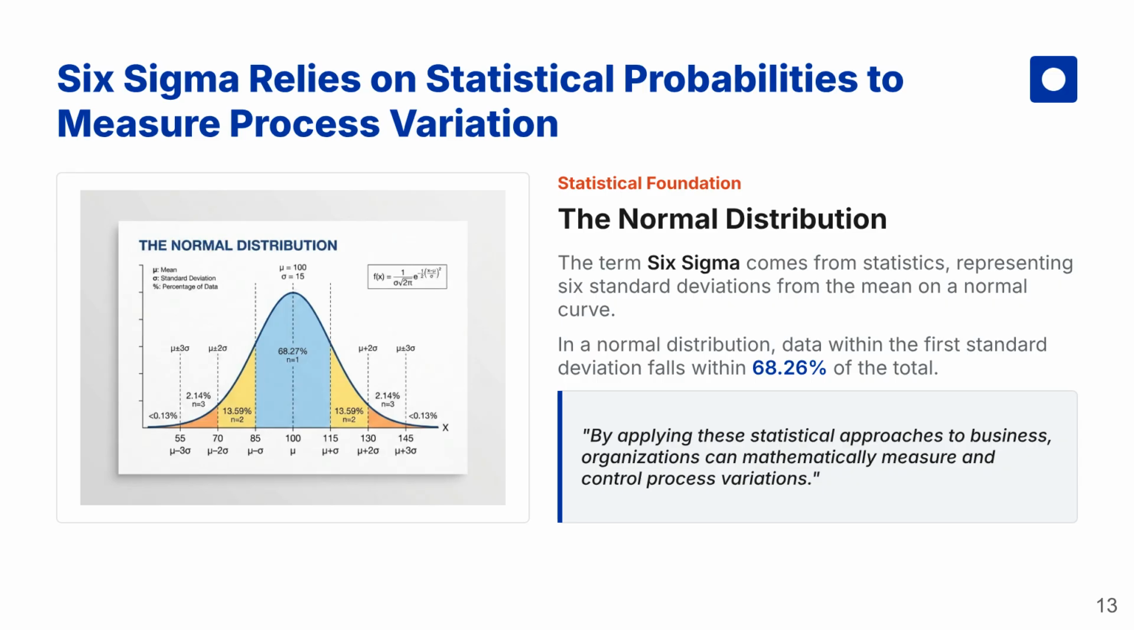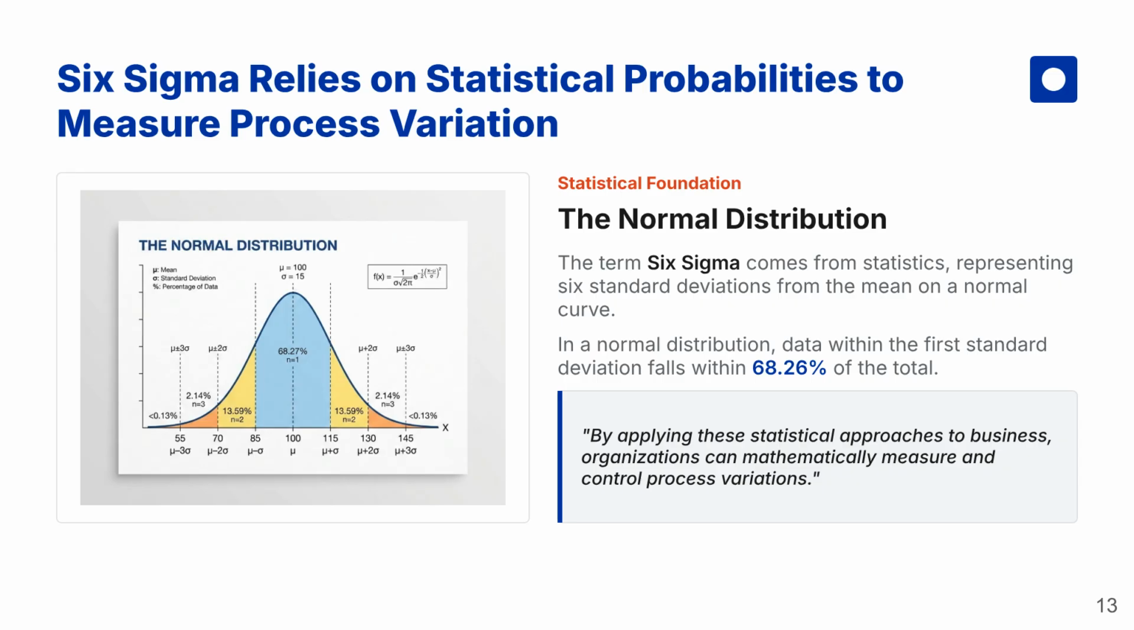The term Six Sigma originates from statistics, where sigma represents the standard deviation, a measure of how much data varies from its average value. In any business process, some variation is natural, but excessive variation often leads to defects, inconsistencies, and reduced customer satisfaction. Six Sigma aims to minimize this variation so that processes produce highly consistent and reliable results.